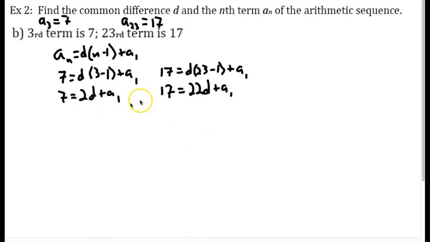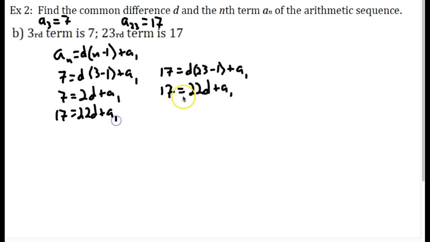So remember, we talked about two different ways that we could solve this. In the example in class, we solved both of these for a sub 1. Right, so subtract 2d over, subtract 22d over, and then once they're both equal to a sub 1, we can set those equal to each other. I'm going to do this a different way, just so we have two examples of how we can do a problem like this.